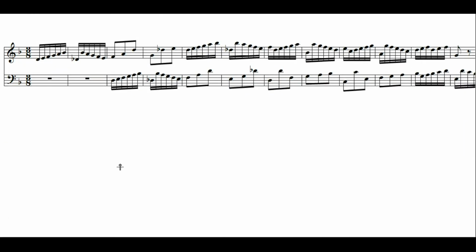Objective 10.1 says label intervals as dissonant, imperfect consonances, or perfect consonances. Remember that an interval is the distance between two notes. We can have harmonic intervals when we're comparing two notes that are being played at the same time, and melodic intervals, which is one note after another.